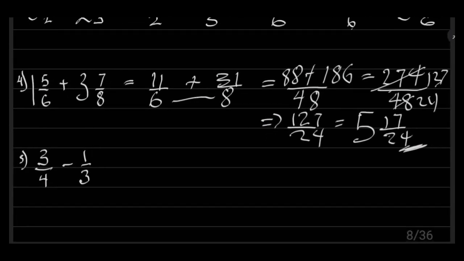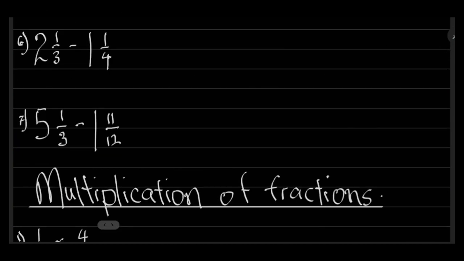Now let's move on to subtraction. It follows the same method. So first we find our LCM. 4 times 3 is 12. Then we cross multiply. 3 times 3 is 9. 4 times 1 is 4. So this will give us 5 over 12. As easy as it goes. Let's look at some more examples.